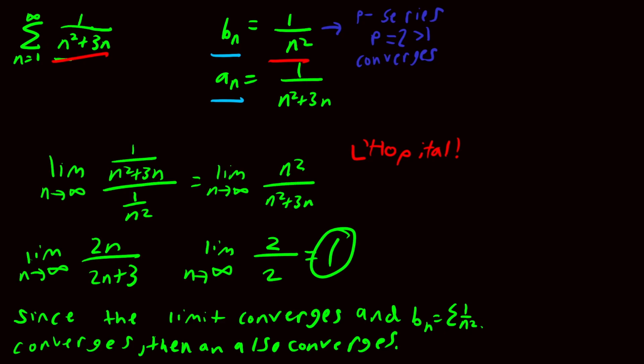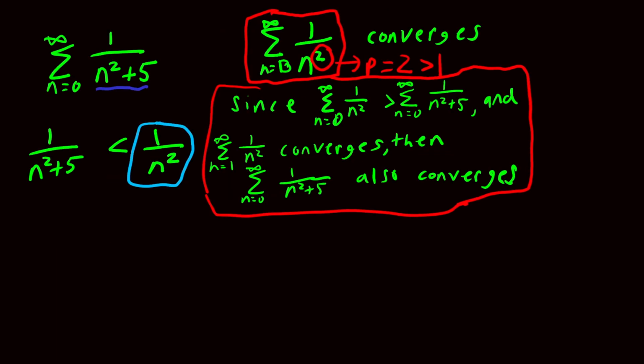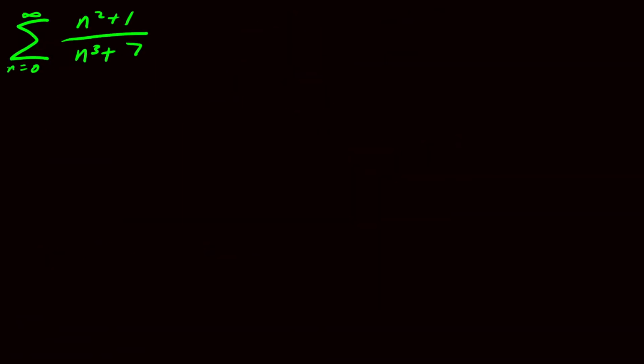A lot of the times I like to use this one because it's low-key a pain to do all this inequality stuff. So limit comparison is usually the way I like to go, but everybody has their own preferences. So, last question. This series: n squared plus 1 over n cubed plus 7.